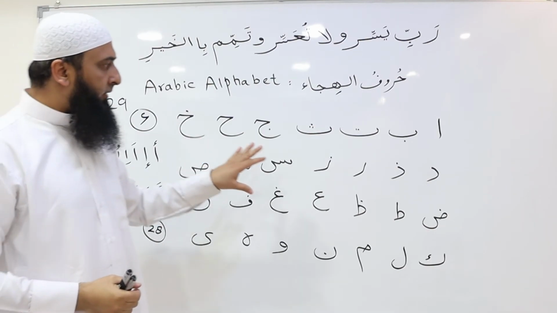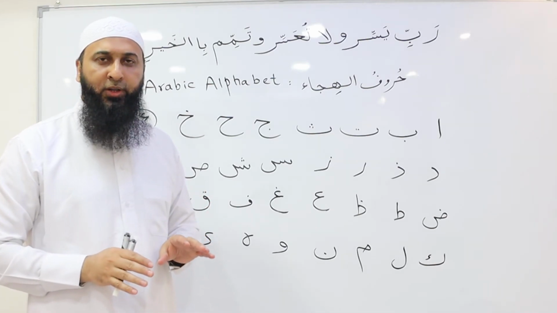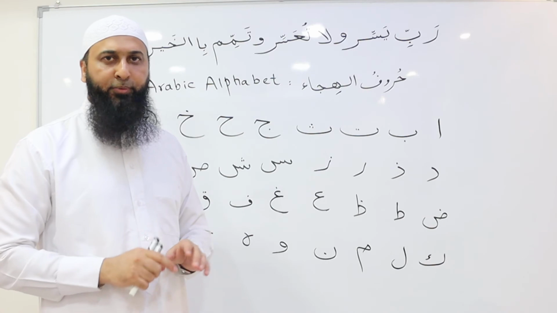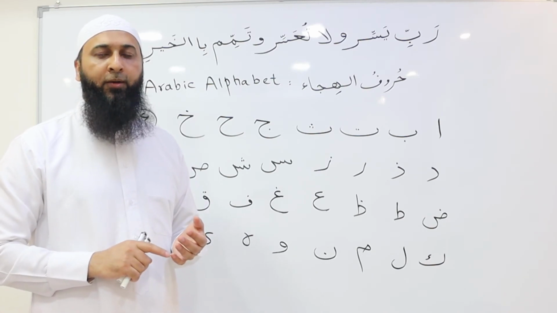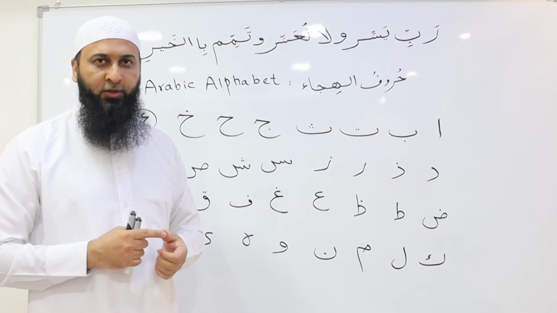So these are our letters for today, and this is our lesson number 2. In our lesson number 1, we learned about the vowels, about the harakat, and I'm sure that you remember them, like fatha, dhamma, kasra, and then we learned about sukoon and tashdid.